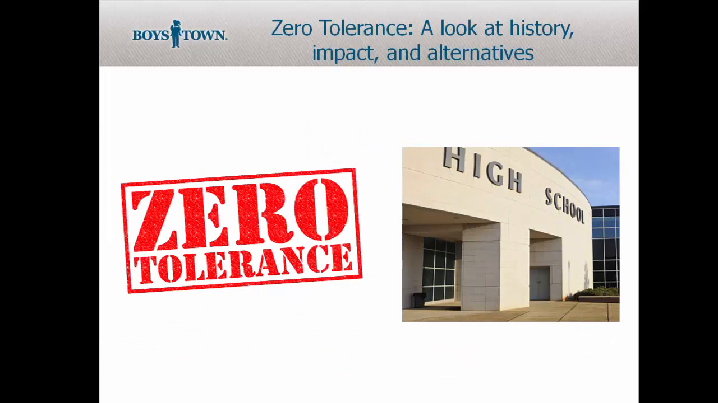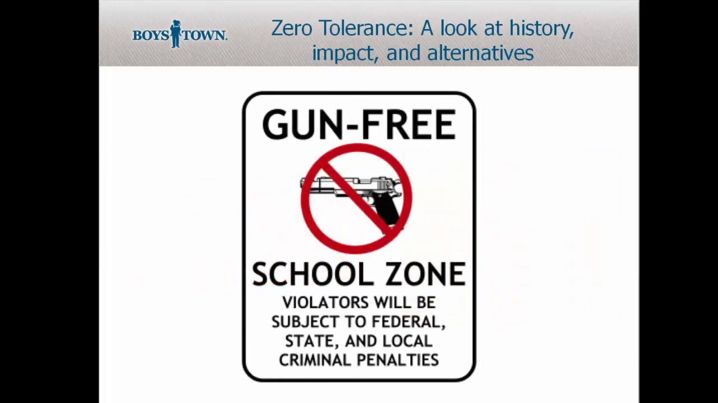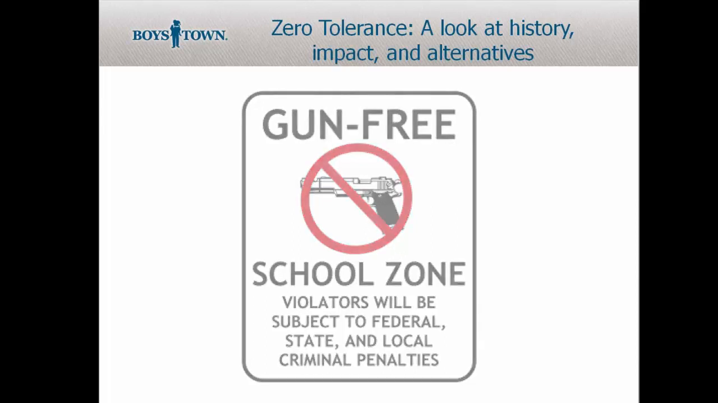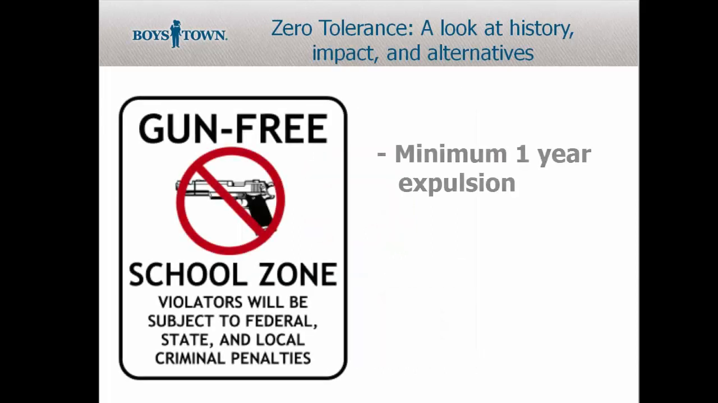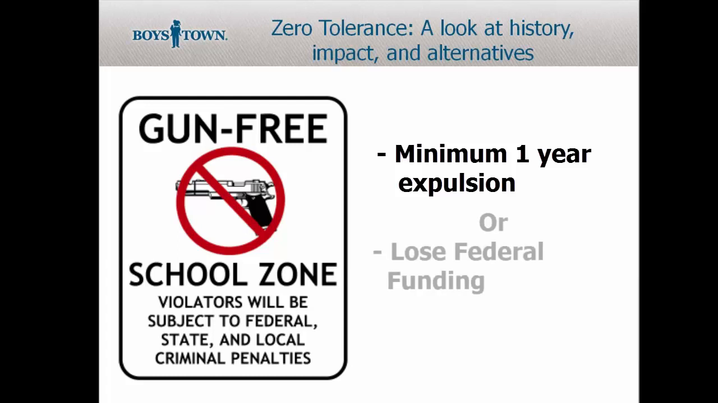Zero tolerance policies were widely adopted in 1994 through the Clinton administration's passing of the Gun-Free Schools Act. This was in an effort to address the rise in school violence. This act created zero tolerance policies for students that brought a firearm on campus. And under the Gun-Free Schools Act, schools are required to issue a minimum 1-year expulsion to students, or they would risk losing those federal funds.